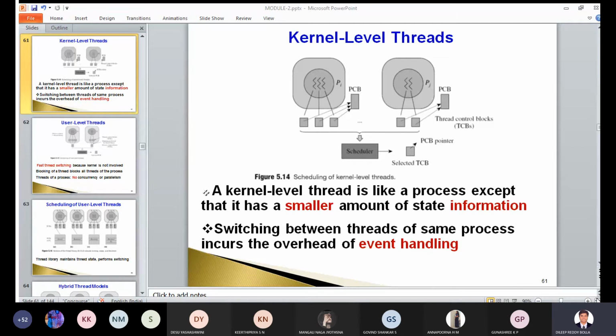Now, what is the advantage of using this kind of kernel threads? The advantage is that it has a similar amount of state information. What PCBs will have, TCBs will also have the same information. The information is not extra or not less. We are able to maintain the information, that's the first thing.